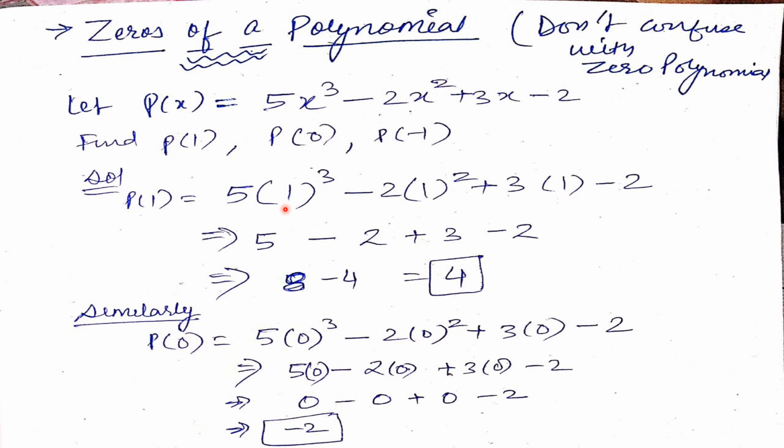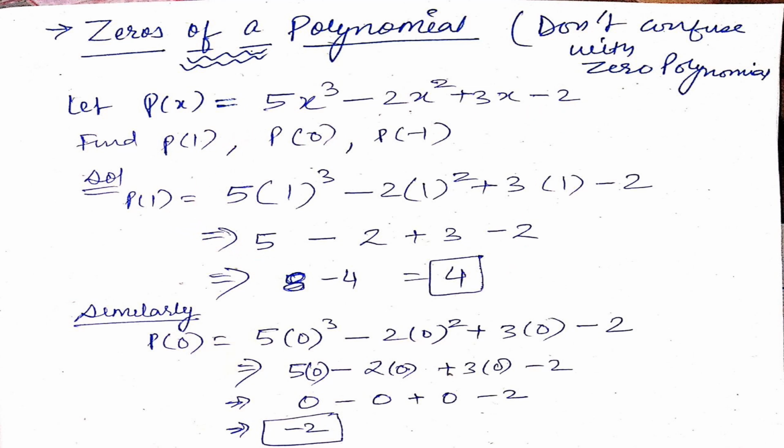In the next step, let's solve it. We all know 1 cube is 1 only. It became 5. Minus 2 into 1 is minus 2. 3 into 1 is 3. And minus 2 is minus 2 only. While solving it, 5 plus 3 is 8. Minus 2 is minus 4. Answer is 4. So we can say p(1) is equal to 4. Or when we put x equal to 1 in this equation, we will get 4.